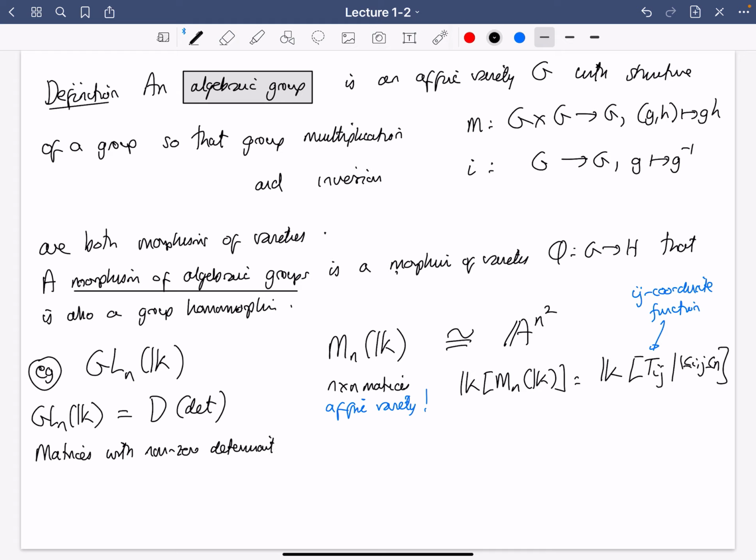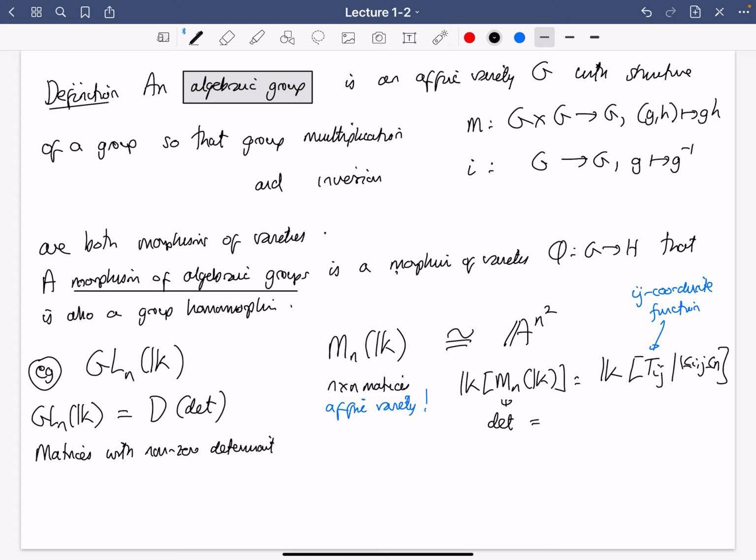So that makes this set GLN of K into an affine variety in its own right, because it's a principal open subset of the affine variety, the full affine space Mn of K. So what am I doing here? I guess I'm using determinant. So I need to explain why determinant is an element of this coordinate algebra, why it's a polynomial function.